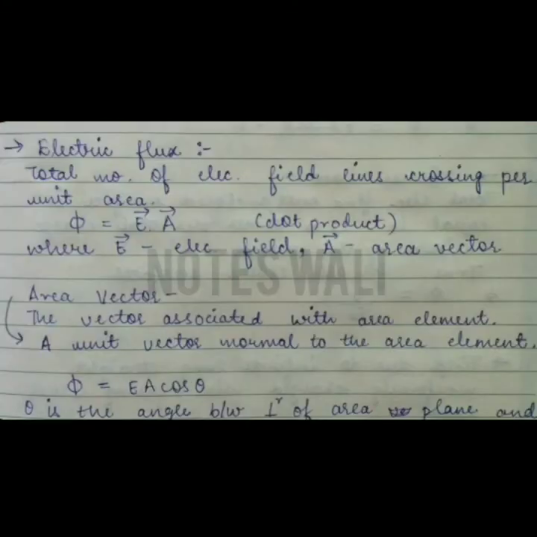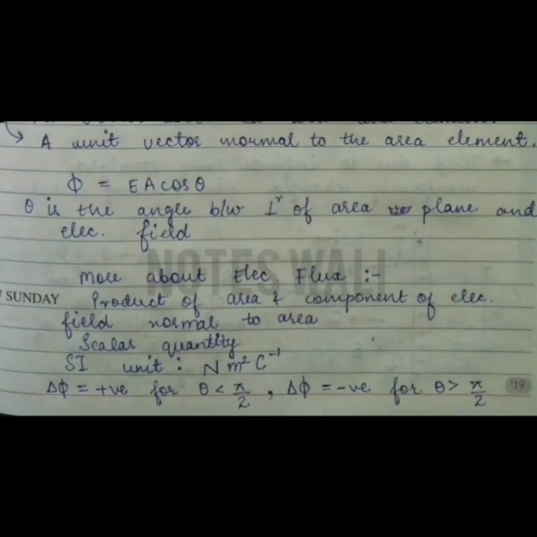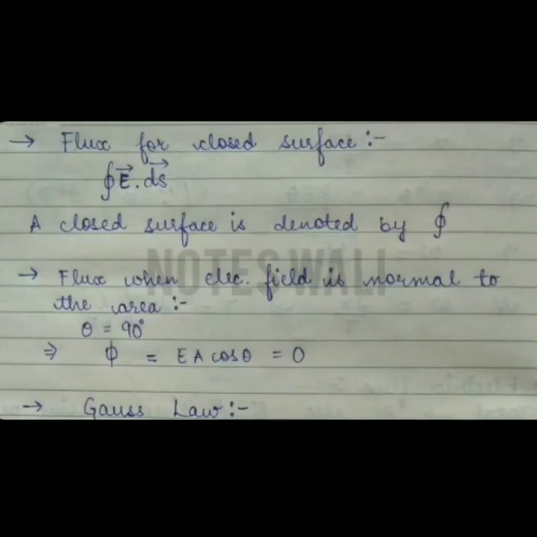Then we have electric flux. Electric flux is the total number of electric field lines crossing per unit area. Here we have to take the area vector. Area vector is the vector associated with the area element and we have to take the component which is normal to the area. Electric flux is denoted by the symbol phi and is equal to EA cos theta, which means the dot product of E and A.